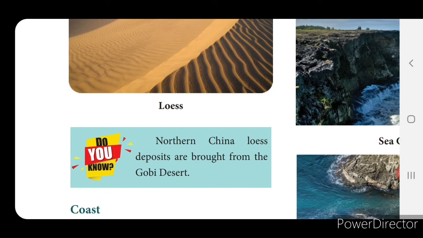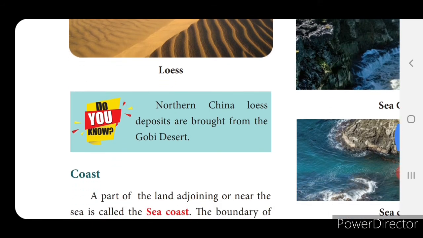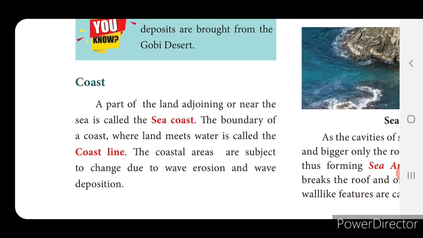So the northern China loess deposits are brought from the Gobi Desert. Next one, coast. Coast means nothing but coastal line, that is beach. A part of the land adjoining or near the sea. We call that the sea coast. Sea coast is nothing but the meeting place of land and sea, or land and ocean.